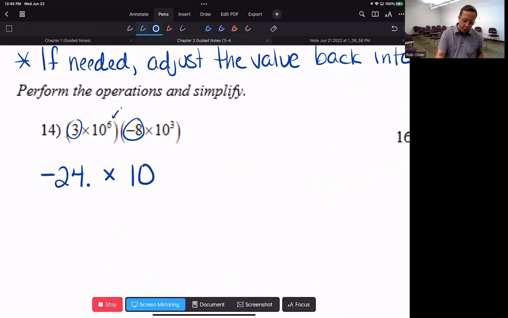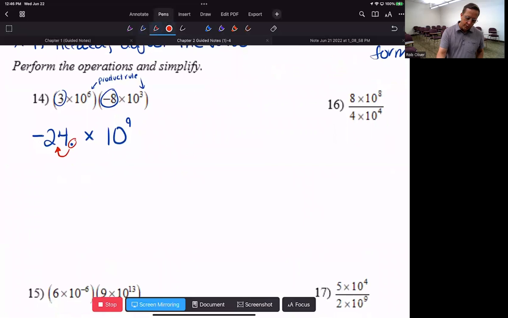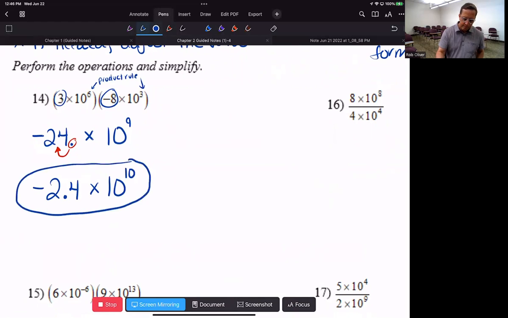Now we're going to use product rule for the powers, meaning we're going to add them. So 6 plus 3 makes 9. Okay, and then here's where the adjustment takes place. We need to move that decimal over one more place. Okay, and so now let's rewrite it one more time. So now we have -2.4 times 10 to the 10th. That's it for number 14.